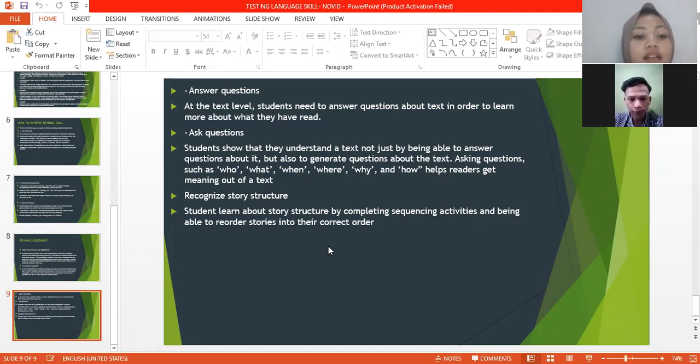And then the last, recognize story structure. Students learn about story structure by completing sequential activities and being able to record stories into their correct order. Okay, I think that is enough, and back to the moderator.